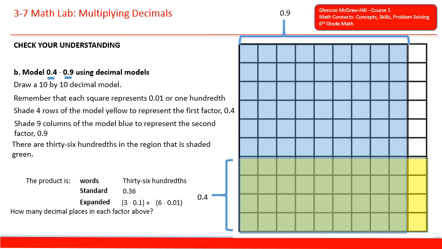How many decimals in each factor above? 0.4 has 1, 0.9 has 1, and then how many decimal places in the product? 0.36 has 2.